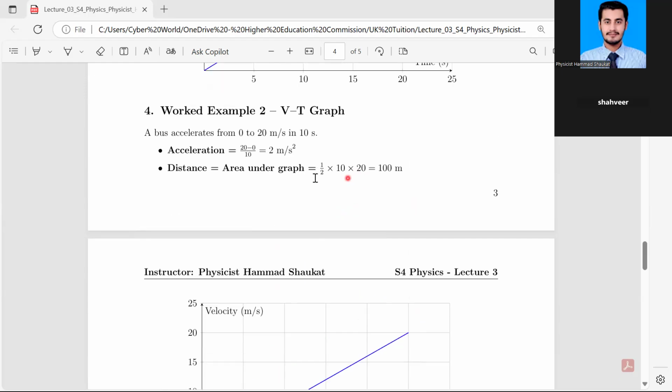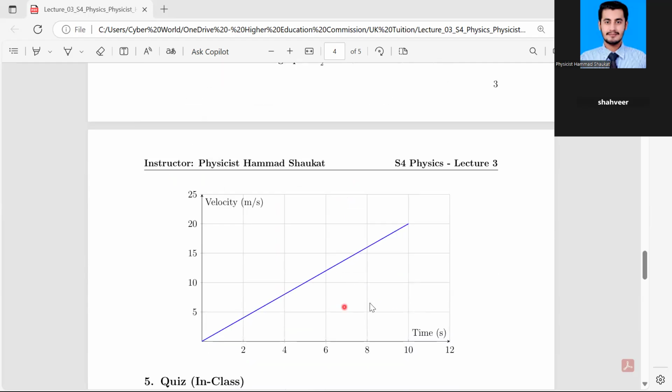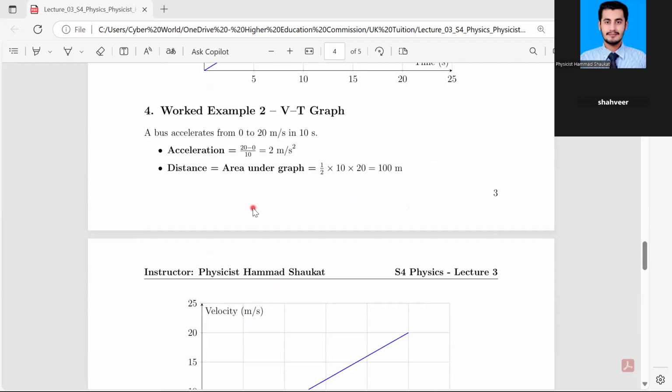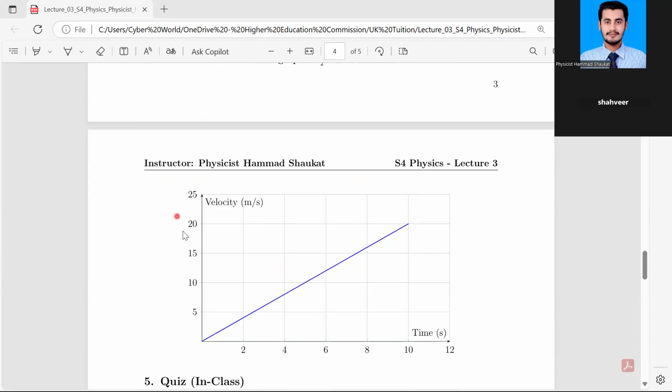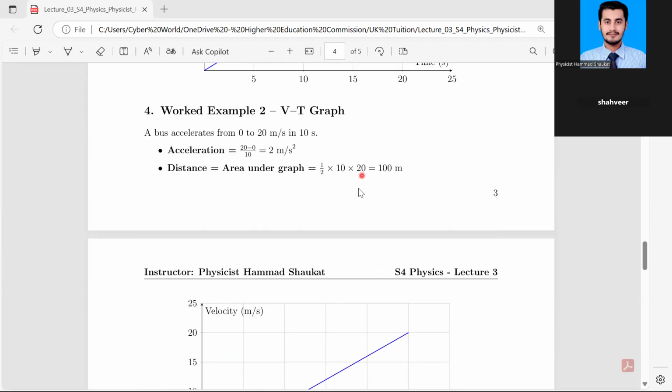So here you can see, if you want to find the distance or area under the curve, because this shape is a triangle, you have to use the formula for a triangle, which is 1 by 2 base into height. Base is 10 and height is 20. So 10 multiplied by 20 is 200, and 200 divided by 2 becomes 100 meters. So this is how you can find the distance as well as acceleration by using velocity time graphs.